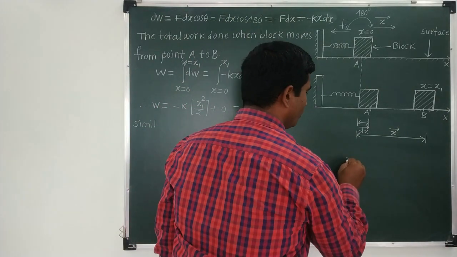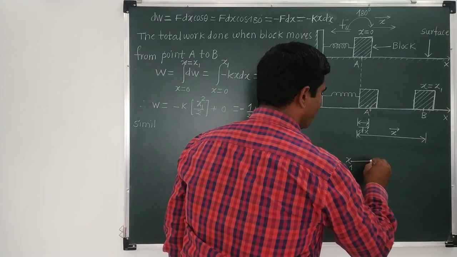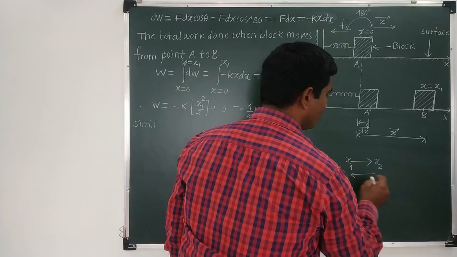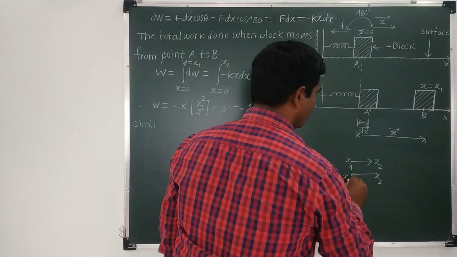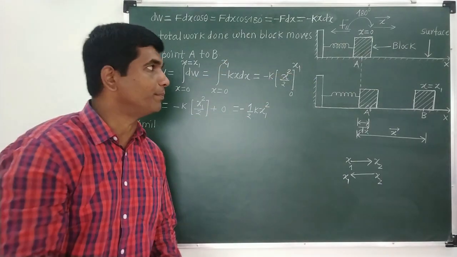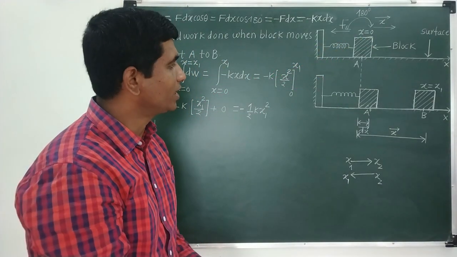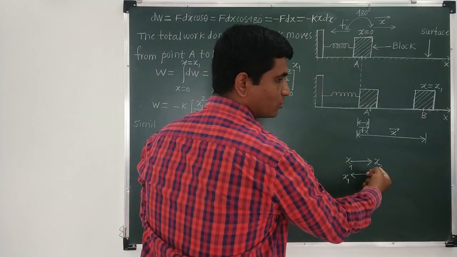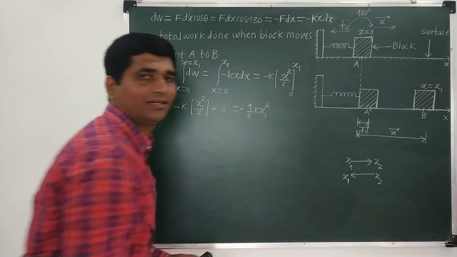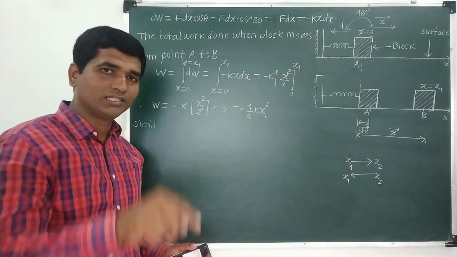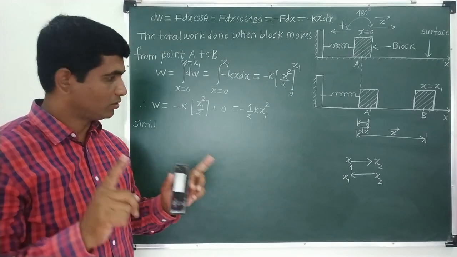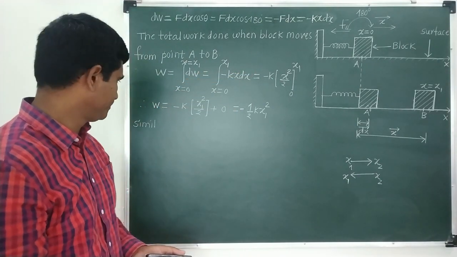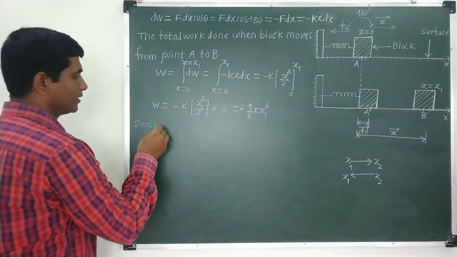For example, we will start with the point x1. From x1 we will go to x2, and from x2 again we will come to x1. So we have to consider the work done over a round trip by this spring force. Our block starts from the position x1, we stretch it up to x2, and from x2 again we reach the x1 point. So we consider the work done over a round journey, over a single oscillation, you can say.